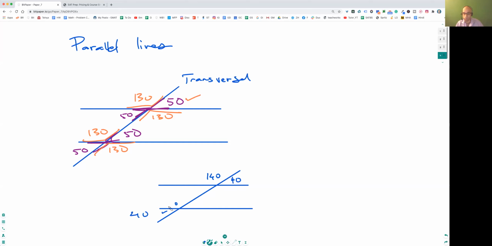So this is 140, and all of these, this angle, this angle, this angle, all of them are really 140. So those are your answers, right? Remember, if you've got this one, it's easy to get the other one.